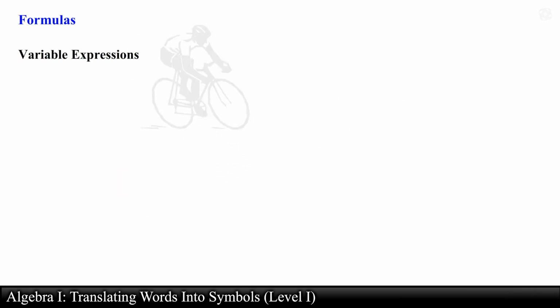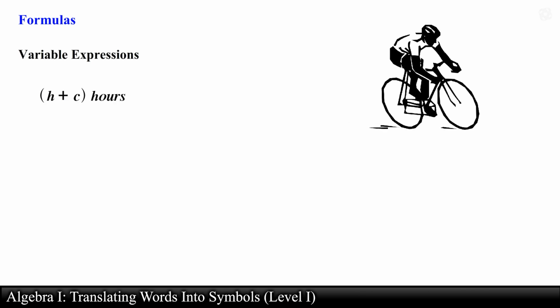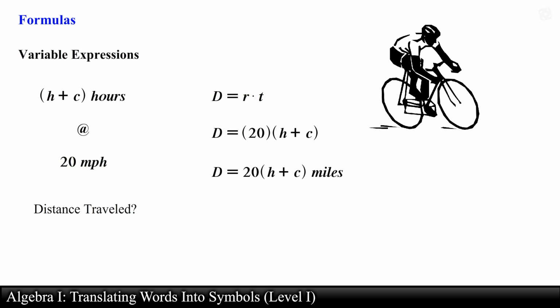Now let's say that you are riding a bike and you traveled h plus c hours at a constant rate of 20 miles per hour. How far did you travel? Since we are riding at a constant speed, we use the distance traveled formula, which is equal to the rate times the time, and substitute each expression accordingly. Doing that, we have that the distance traveled is equal to 20 times the quantity h plus c, and this is our final answer. Remember, all we want is a general expression for the distance traveled in terms of the given variables. We don't care about specific numbers, just a general algebraic expression for the distance.